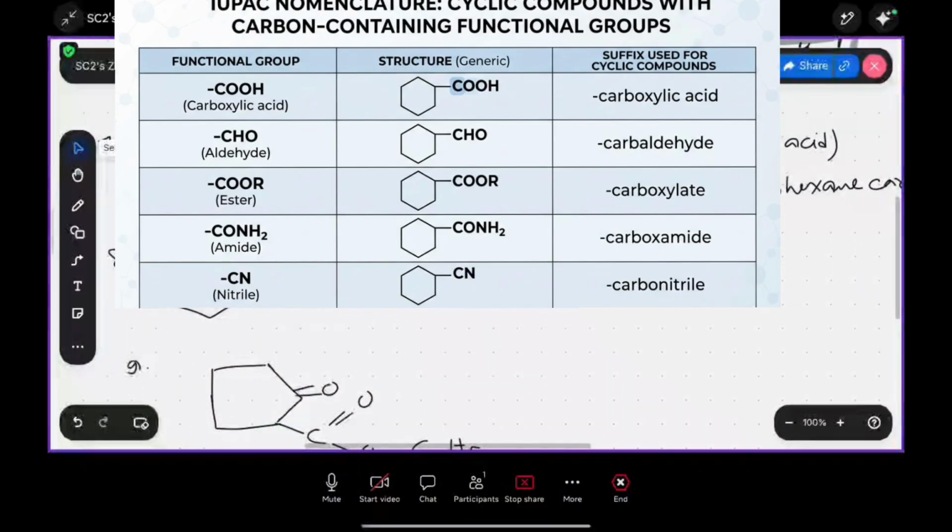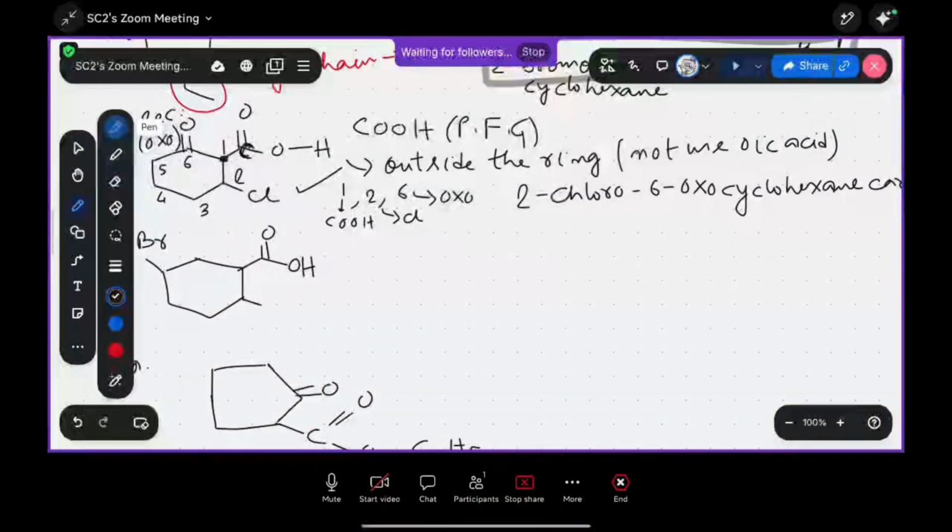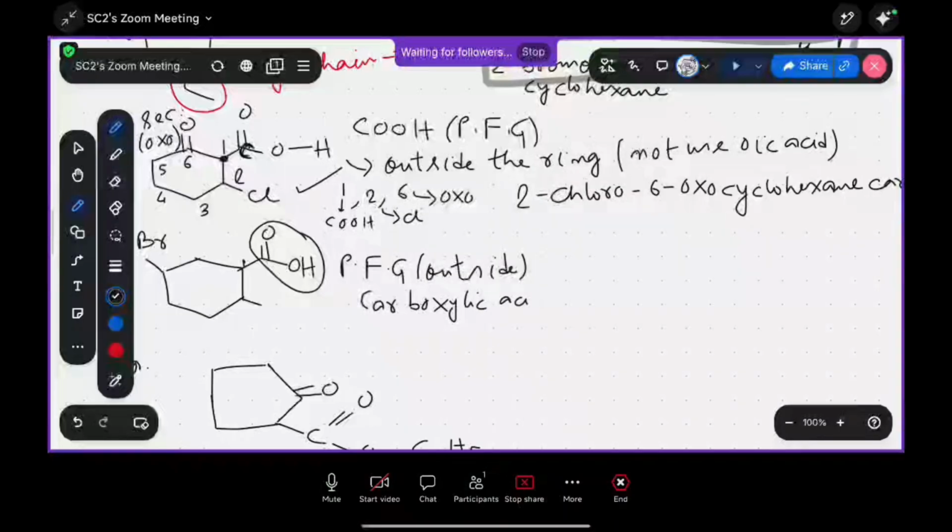So the 8th example is almost similar to the previous one. This is again the principal functional group, but that is outside the ring. Again it is outside the ring. So you will not use oic acid. Instead you will use carboxylic acid. Carboxylic acid. So what will you do?